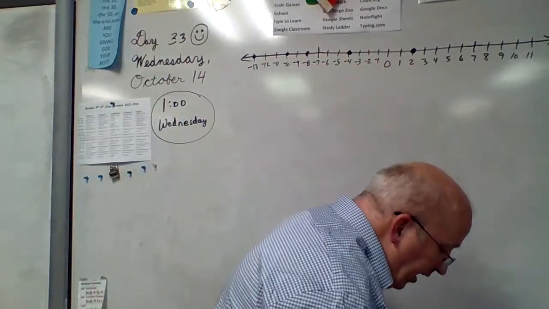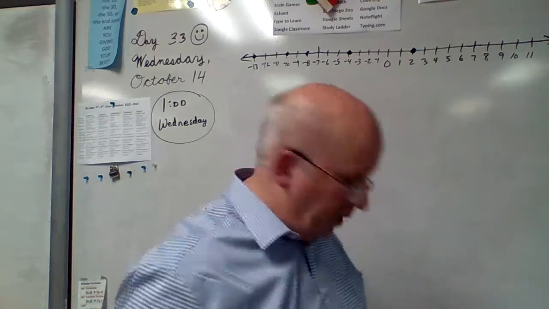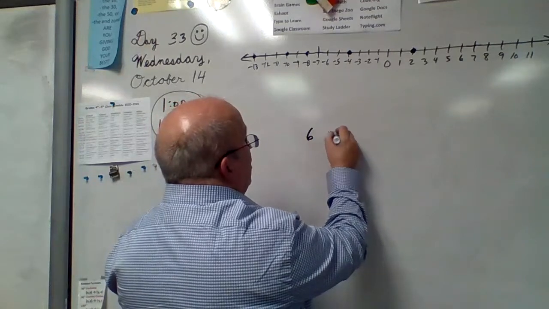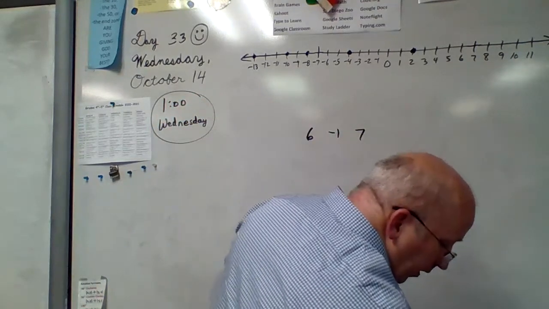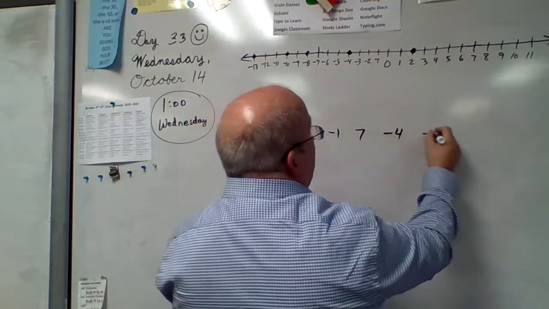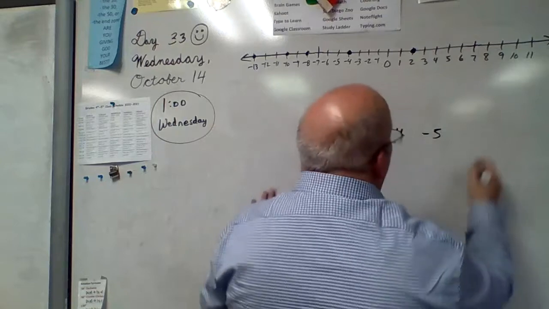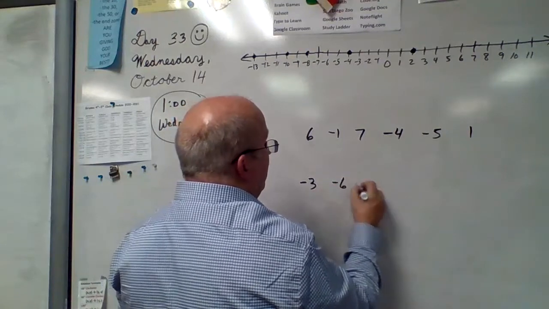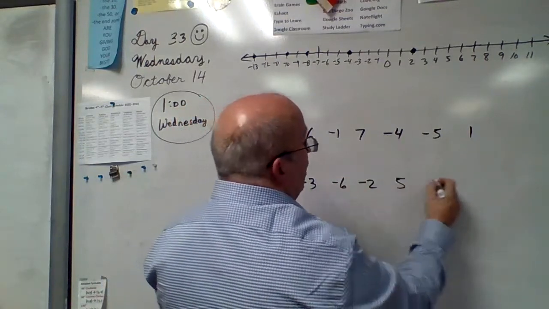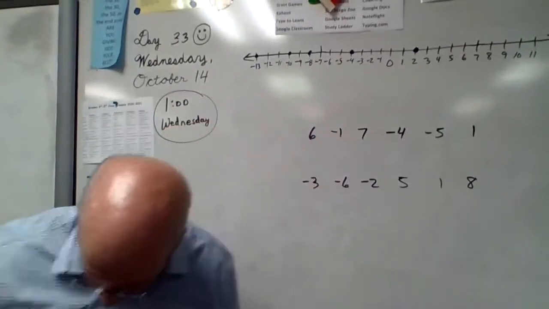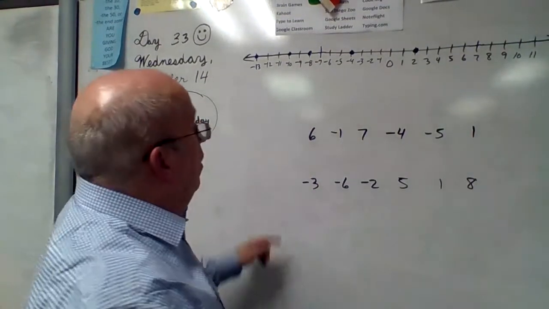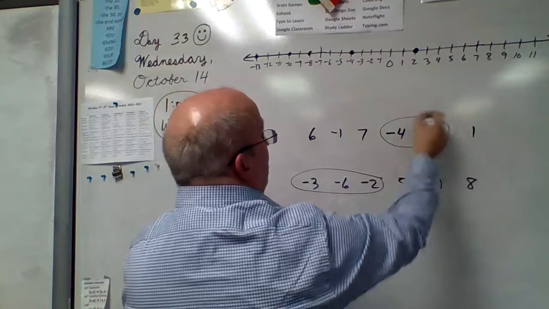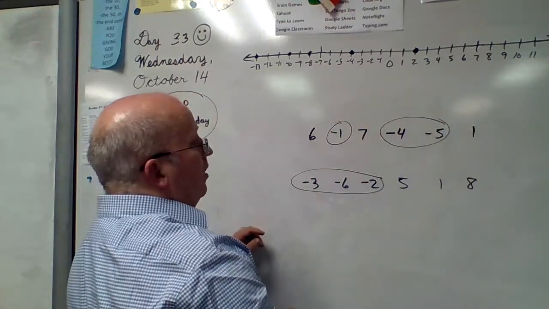So let's say I had the following. I'm going to do a problem similar to this, but not exactly like this. What if I had the numbers 6, negative 1, 7, negative 4, negative 5, 1, negative 3, negative 6, negative 2, 5, 1, and 8, and I asked, what's the median of that set of data? Well, first I'm going to have to find the smallest numbers. The smallest numbers are all going to be the negative ones, right? So let's circle those negative ones first and grab them one at a time.